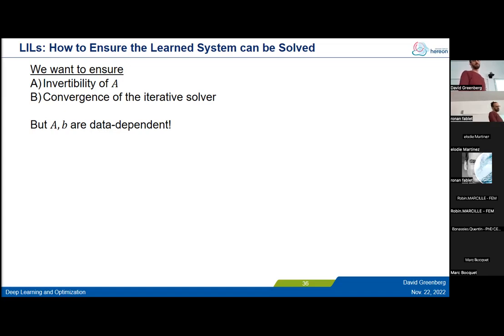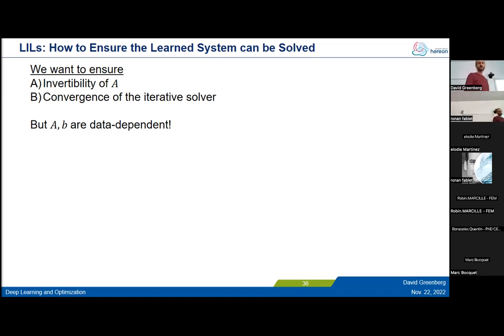So we want it to be invertible, but invertibility also isn't quite enough. For a lot of these iterative solvers, it is possible to create these pathological examples where, yes, the matrix is invertible, but your particular iteration will just go on forever or diverge. So we want it to actually converge with an invertible A, but A and B are dependent on the input data X from the previous layer. So how do we actually do something about this?